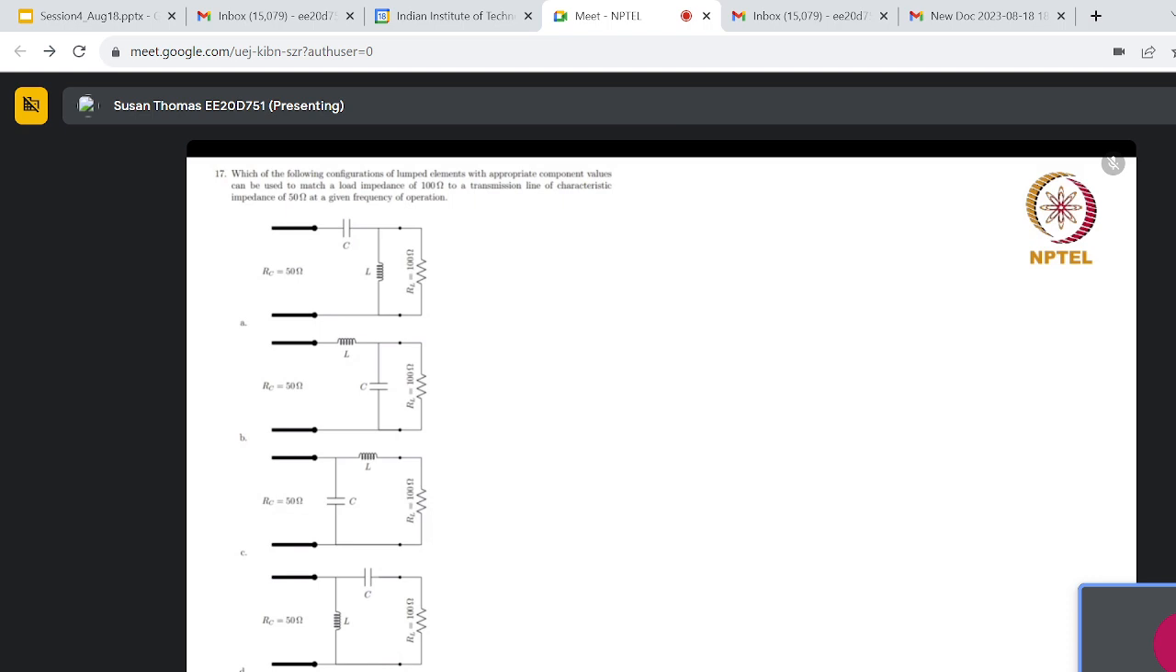I hope the question is clear. Which of the following configurations of lumped elements with appropriate component values can be used to match a load impedance of 100 ohm to a transmission line of characteristic impedance 50 ohm at a given frequency of operation? So you know what is the characteristic impedance and what is the load impedance. Can you tell which of these L section networks could be used to do the matching?